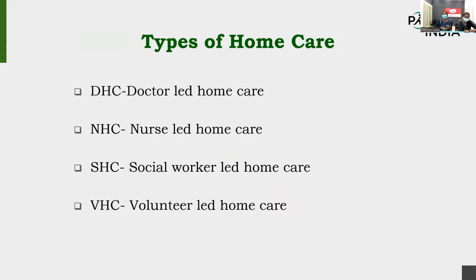Then types of home care. There are mainly four types of home care we conduct. First one is doctor-led home care. Next is nurse-led home care. Then social worker-led home care and volunteer-led home care. When the caregiver or the patient comes for registration, at that time we get a clear idea about the patient's condition, diagnosis and so on. According to that, we choose the type of home visit that the patient needs.